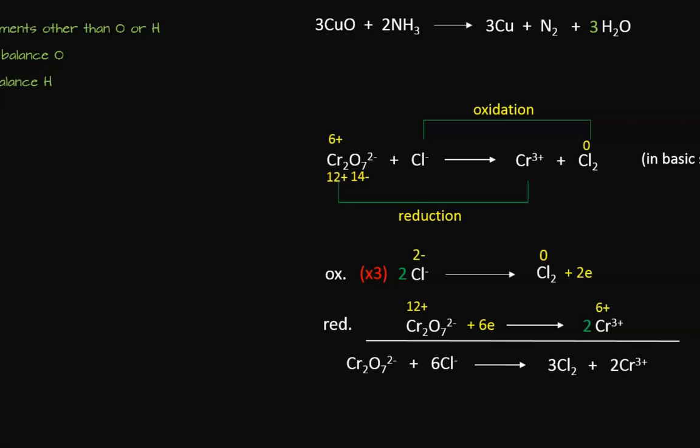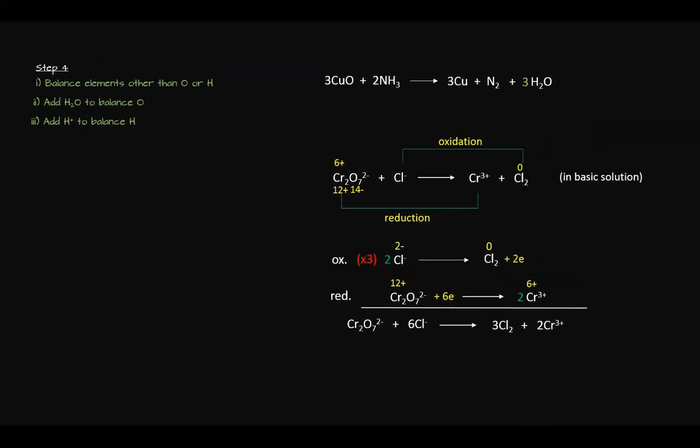The main elements, chromium and chlorine, are balanced, but not oxygen. We'll add 7 molecules of water to balance the oxygens. This introduces 14 hydrogens, but there are no hydrogens on the left. This is solved by adding 14 H+ ions on the left. This equation is now balanced in acidic medium as shown by the presence of the hydrogen ions.